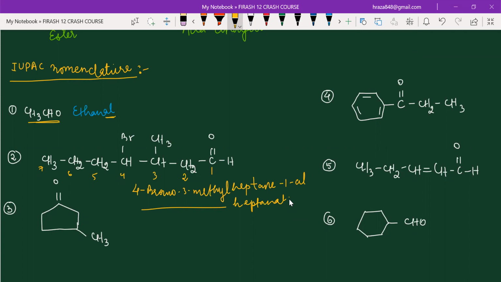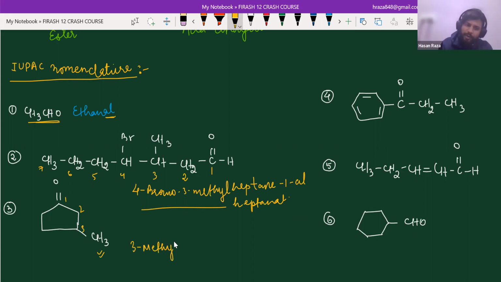Cyclopentanone. It was right, if CH3 is not there. Okay, 3-methyl. 1, 2, 3. Always write the name of the substituent or branch. 3-methyl cyclopent, and all are singly bonded, so pentane, 1-one or pentanone. Very good. What about the fourth one?